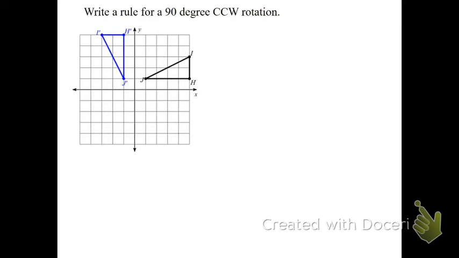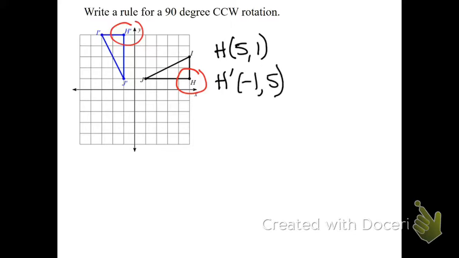So what we're going to do is write down the coordinates of 2 corresponding points. So let's use H. The coordinates of H and H prime, okay? So the coordinates of H are right 5, up 1. The coordinates of H prime are left 1, up 5. So hopefully that will help you figure out what the rule is.